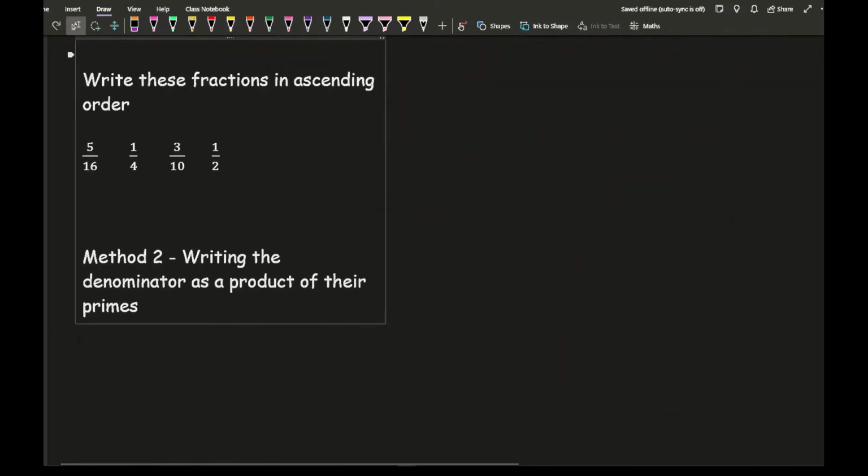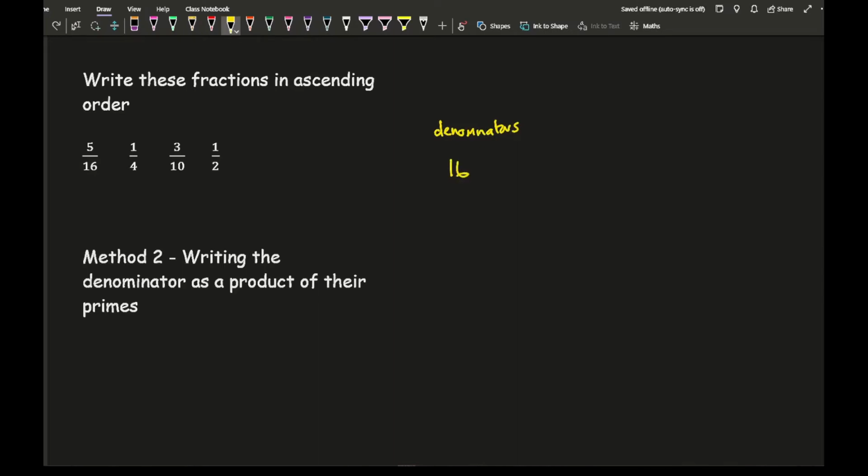Now moving on to the same question, but let's have a look at a different method. And again, this might be a preferred way. This method is where you write the denominators as a product of their primes. Obviously if you have no idea how to write products of their primes, this is something you might want to look at. This method is very similar to the first method, but with a little twist. Looking at this question, my denominators are 16, 4, 10 and 2. If you've got a calculator, you'd probably opt for option 2, but this is just an alternative way.